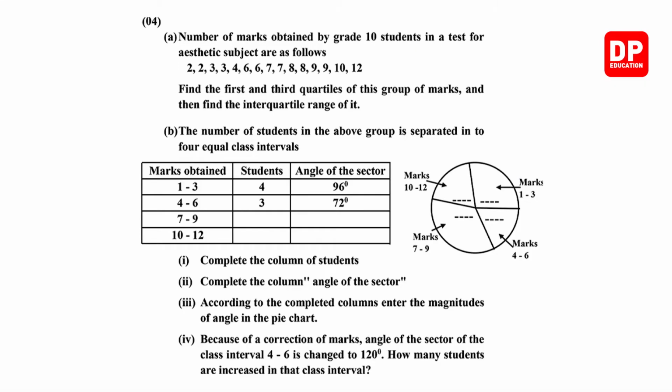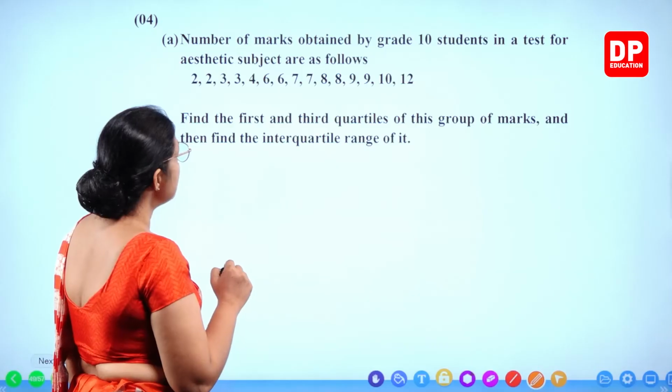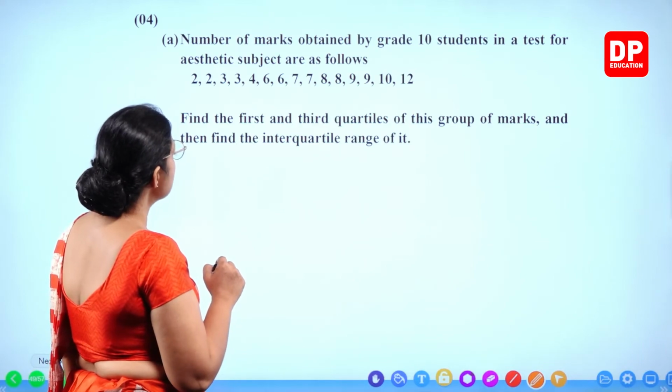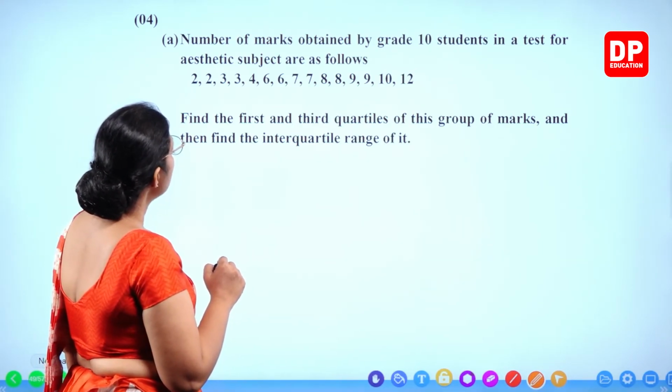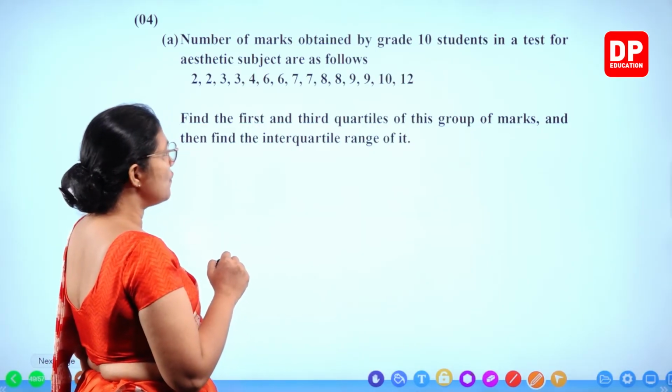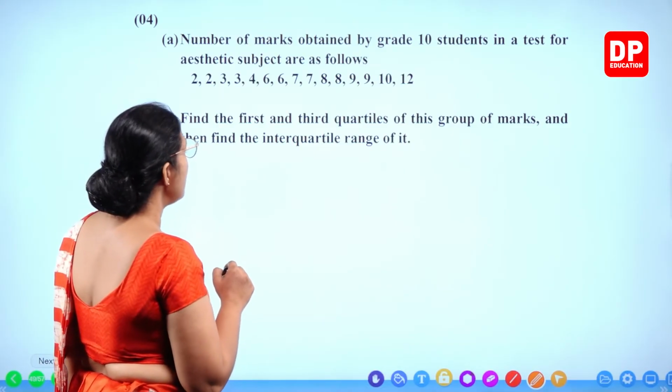Let's take question number 4. It's about a pie chart question. Angles you have to find. Number of marks obtained by grade 10 students in a test for aesthetic subjects are as follows. Find the first and the third quartiles of this group of marks and then find the interquartile range.